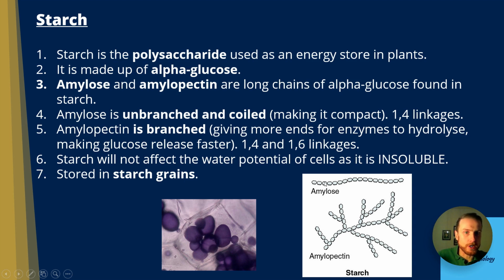So there's no branches. But it is coiled, which is going to mean it's compact, and we can store more glucose in a plant cell that way. Amylopectin, on the other hand, is branched, and that gives more ends for enzymes to hydrolyze, making glucose release faster. And we can see in amylopectin, it's got carbon 1 to 4 and carbon 1 to 6 linkages. So wherever it branches, we've got a 1 to 6 linkage, just like I showed you in glycogen.